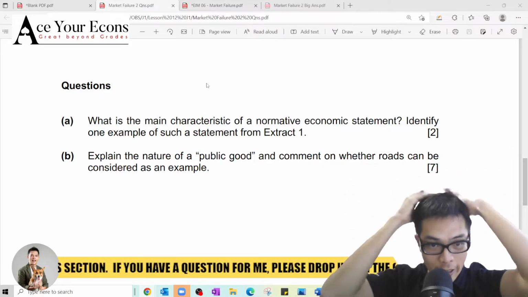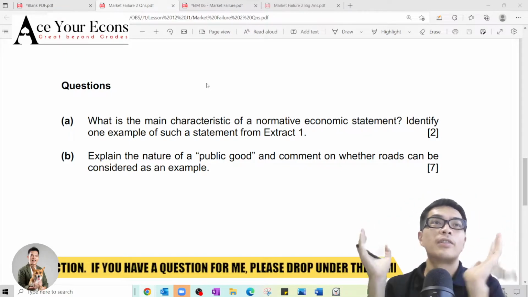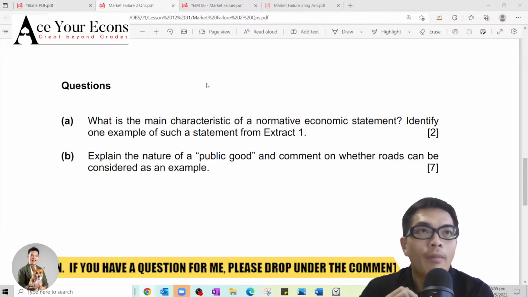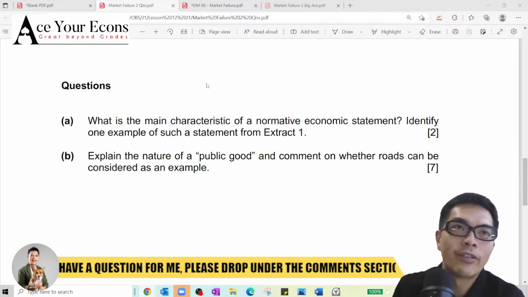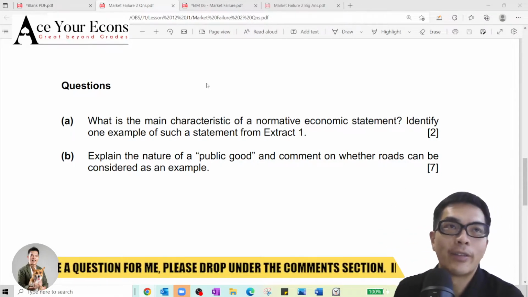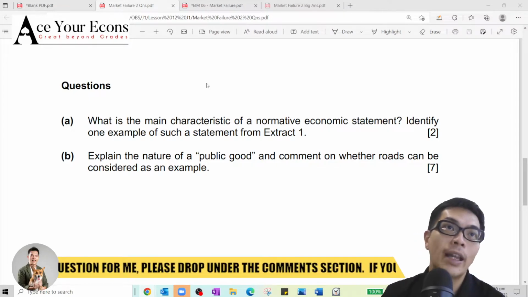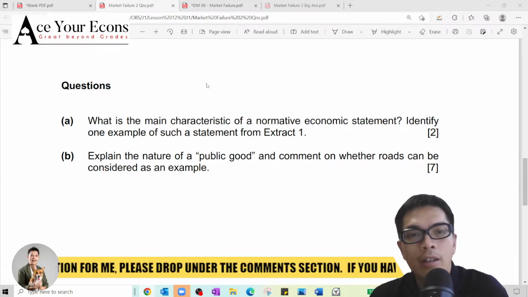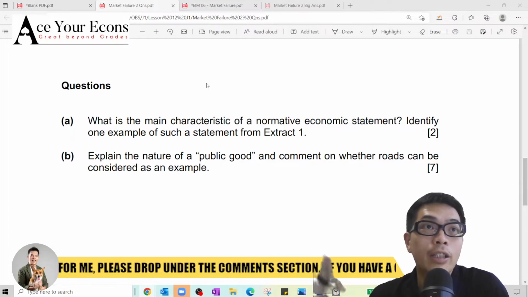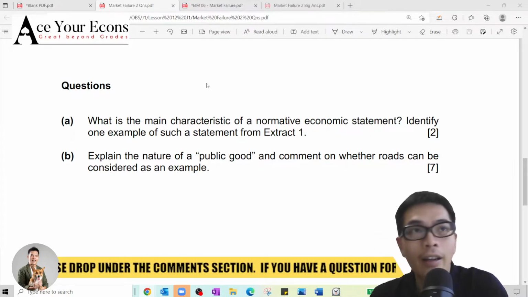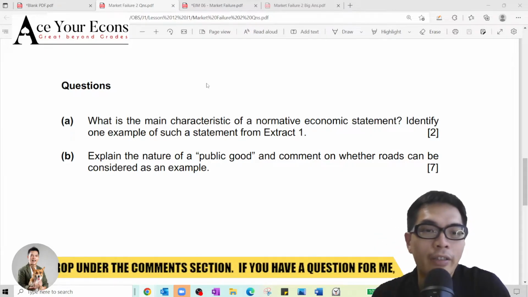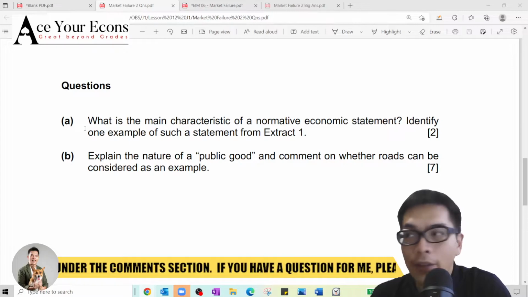So I'll quickly kickstart. Experience from yesterday: the extract seems to have very little value add to the answer. Let's see how you guys can apply, especially for part B. Part A, I won't guide you guys through. It's a very simple normative statement kind of question. It's a good refresher on normative statement. So part B is the focus of today.